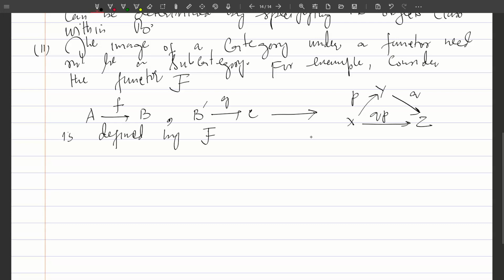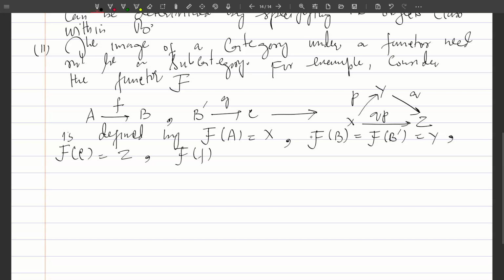This functor F carries the object A to object X. It carries the objects B and B prime to the same object, say Y. The object C is carried to the object Z. The morphism f is carried to the morphism p, and the morphism g is carried to the morphism q.